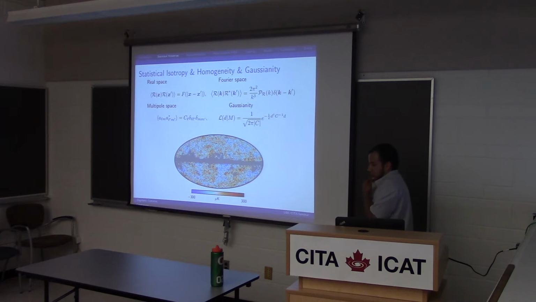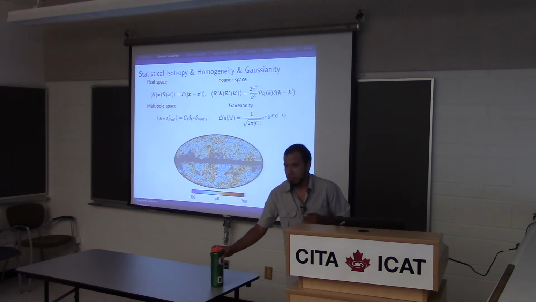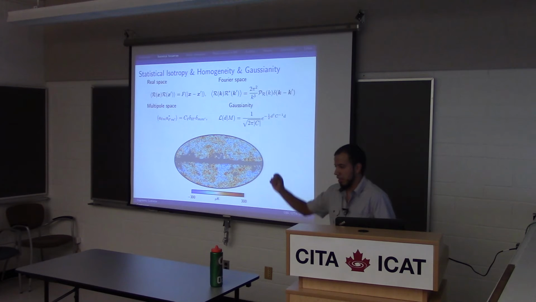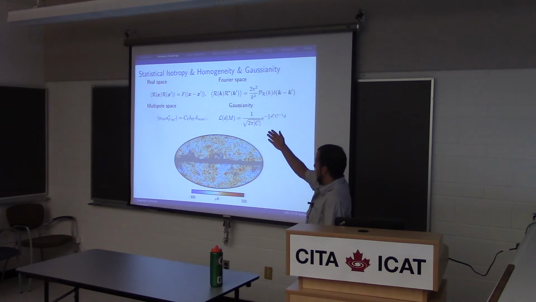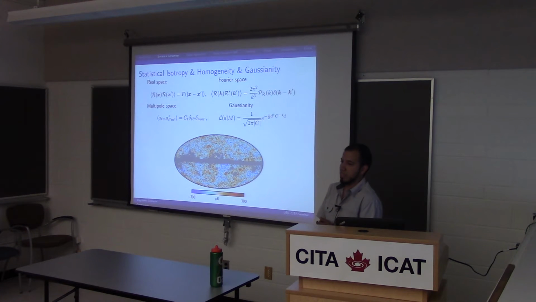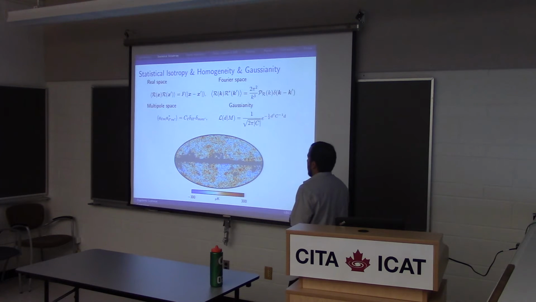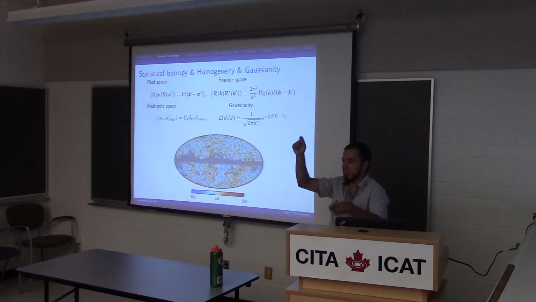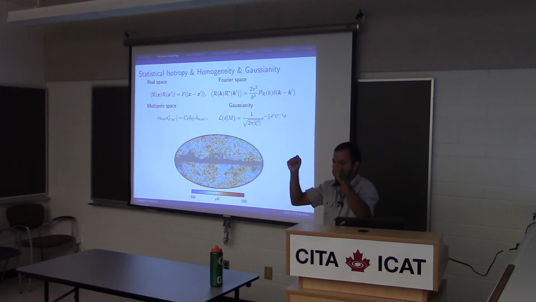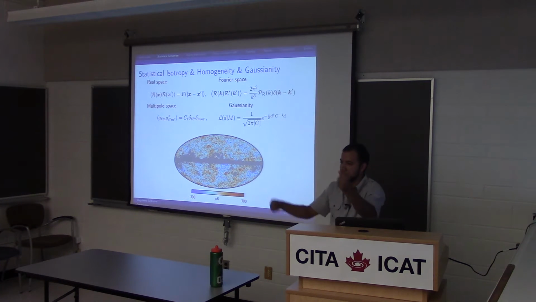So part of the reason why I could reduce 10 million data points into 2,000 points on a power spectrum plot is because of these assumptions. So: a statistically isotropic, homogeneous, Gaussian universe. What that means in real space is that the correlation between any two points on the sky only depends on their distance and not their orientation.